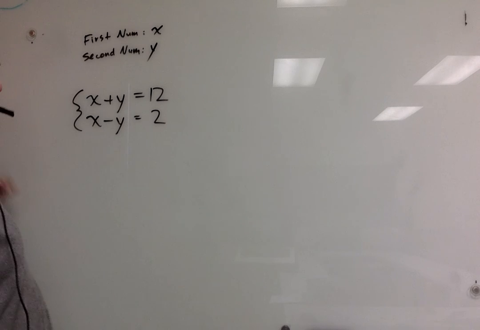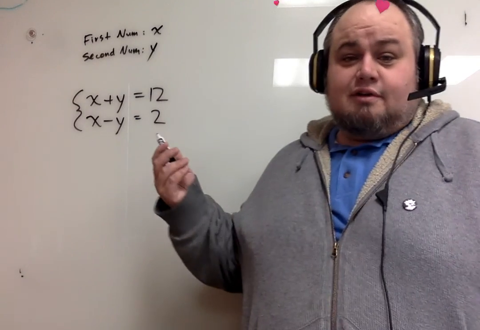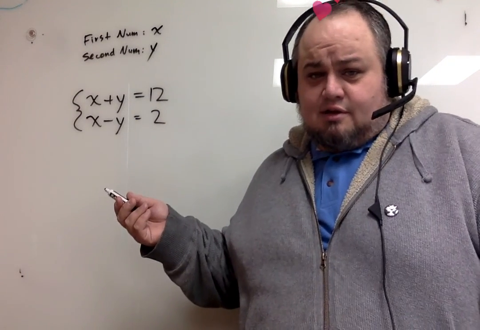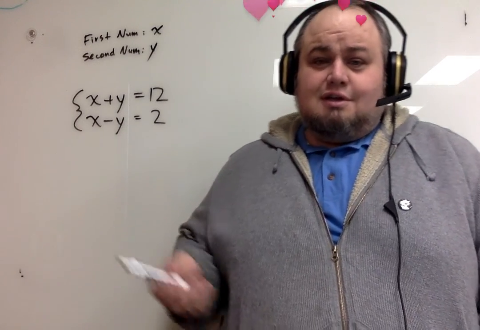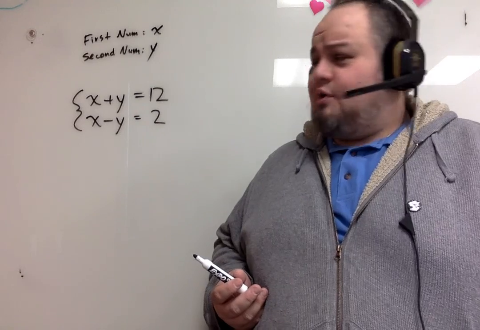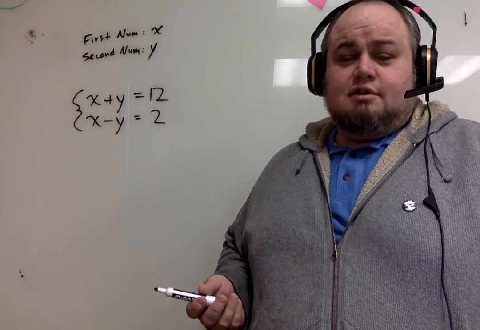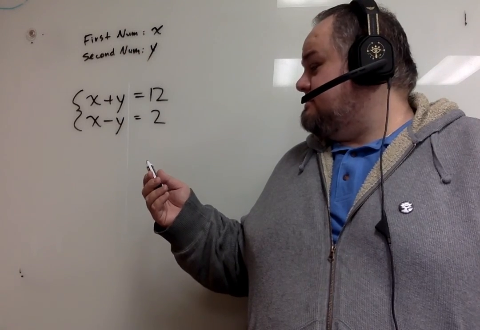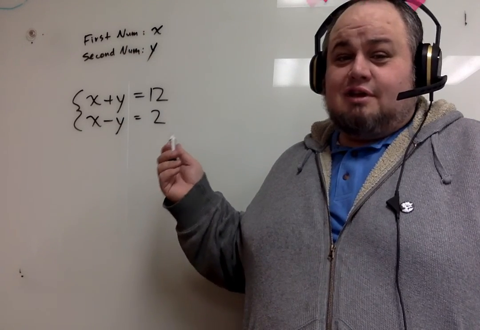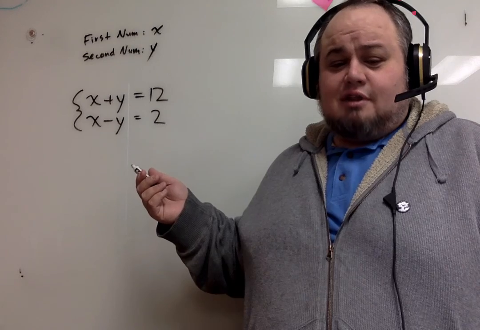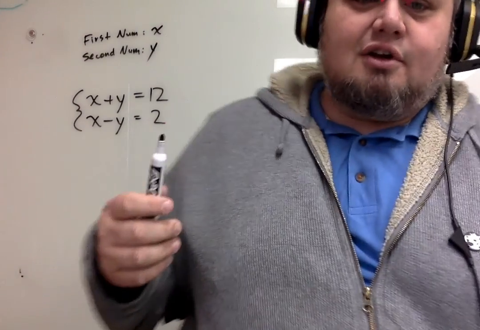Now you can solve this system any way that you like. You can solve it with graphing, you can solve it with the substitution method, or you can solve it with elimination. Sometimes, depending on how your equations are set up, it's easier to solve with one method or another. In this case, it's going to be easier to solve with the elimination method, which is what we've been covering for the last few days. So let's take a look at that.